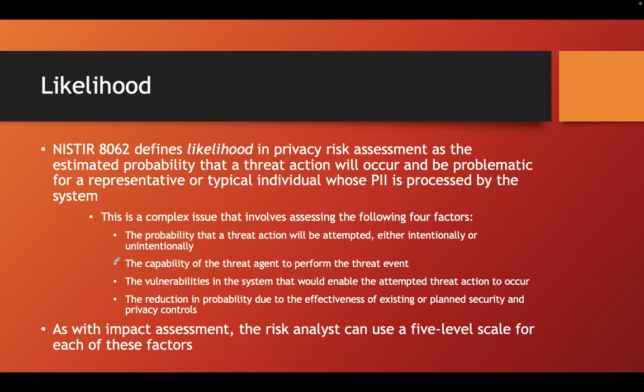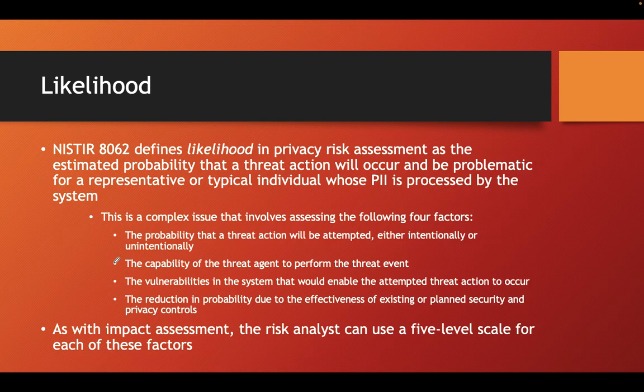Now, these factors are the probability that a threat action will be attempted, either intentionally or unintentionally. Then the second one is the capability of the threat agent to perform the threat. This person that is going to carry out the threat, what is the capability? What sophistication does he have? How sure are you that this person can carry out the threat? That's the second level.